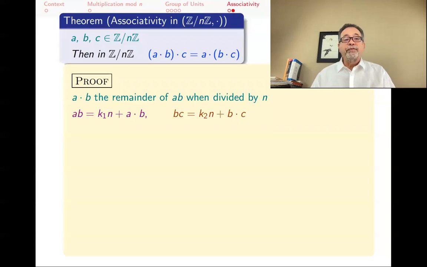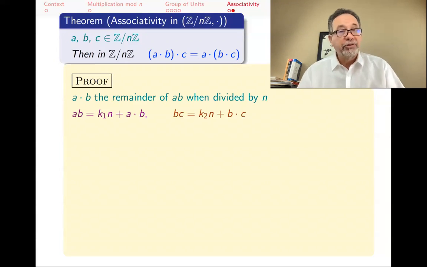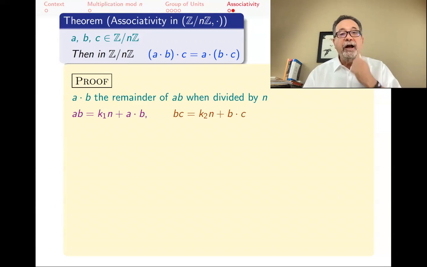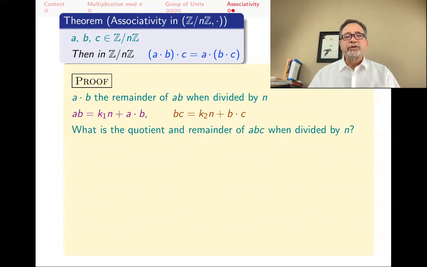I also have the same thing for bc. bc is some multiple of n plus b dot c. Again, b dot c is the remainder of the usual bc when you divide it by n. So what? The key to this proof is to think about the following question. What is the quotient and remainder of abc when divided by n? And using the stuff we have, we can come up with candidates for that.